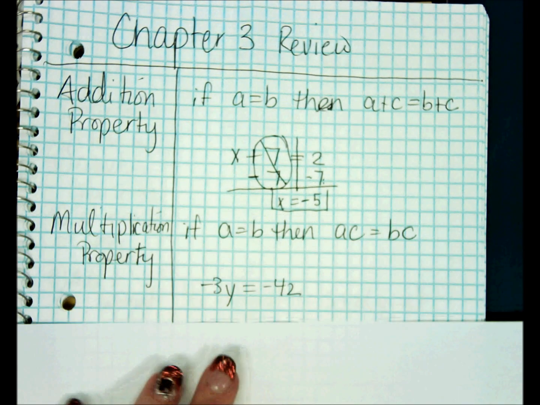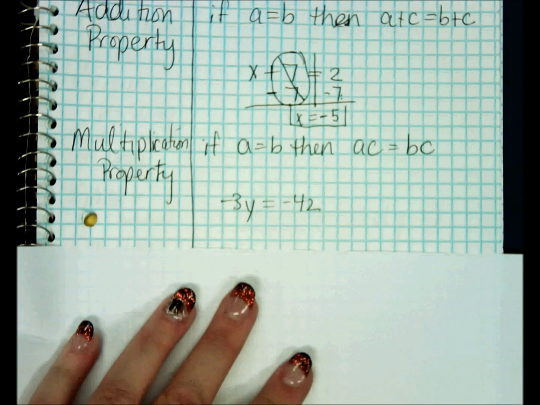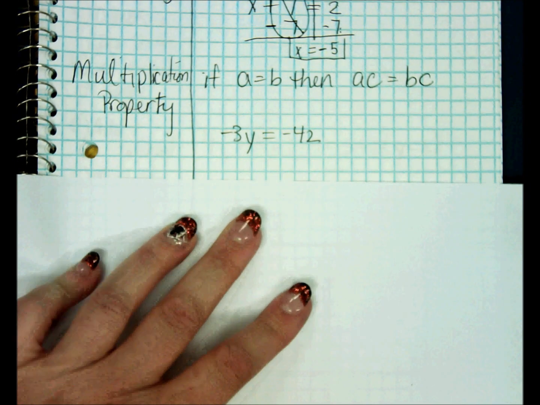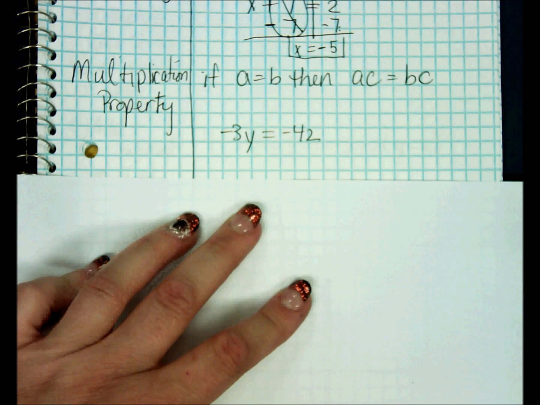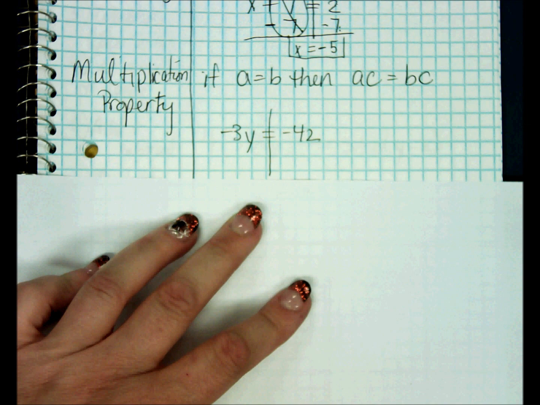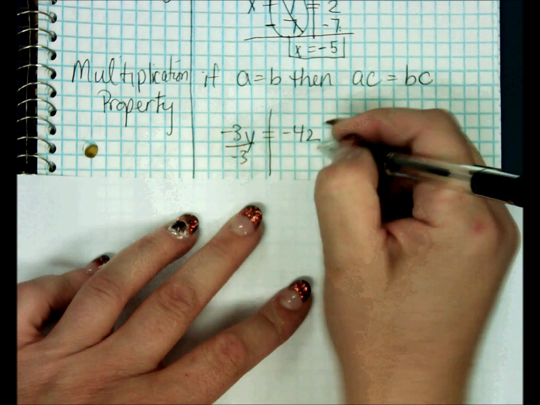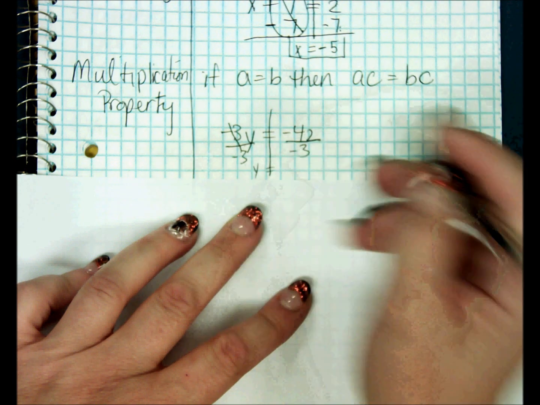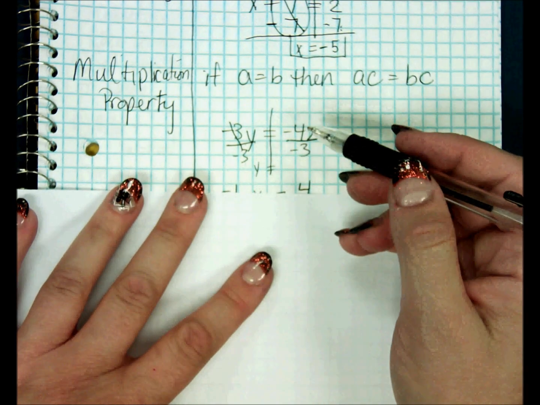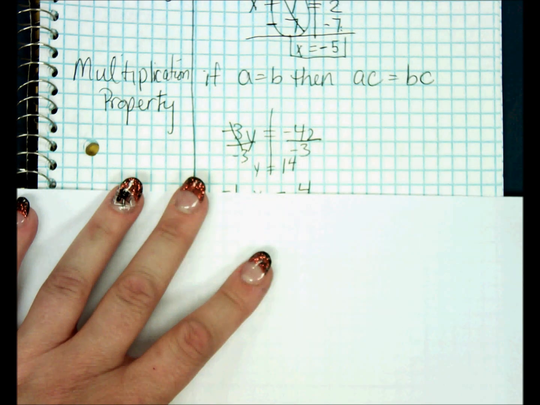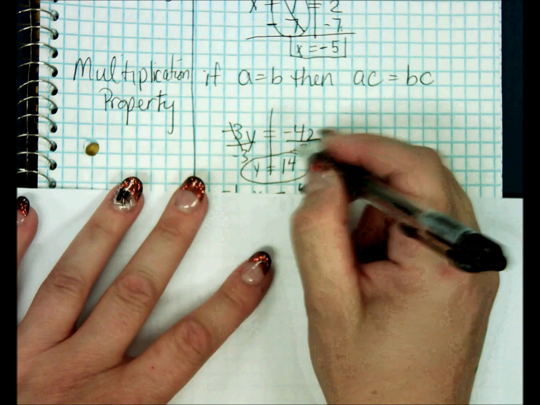So now we're looking at the multiplication property, and it's very similar, and it says that if A equals B, then A times C equals B times C. So let's watch and see how this works. So again, we want the y by itself. Draw my mirror. Opposite operations: it's a multiplication, negative 3 times y. Opposite would be division. Here, negative 3 divided by negative 3 would be 1, and I'm left with y. On this side, a negative divided by a negative would be positive. 3 goes into 42 14 times. So your answer is 14.